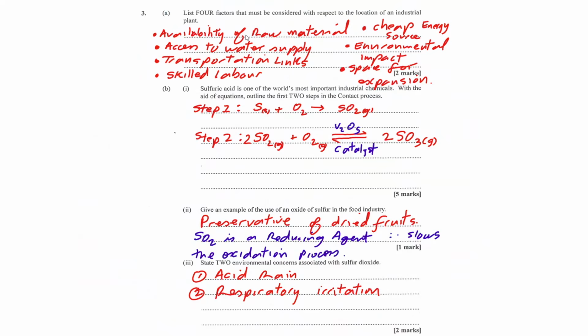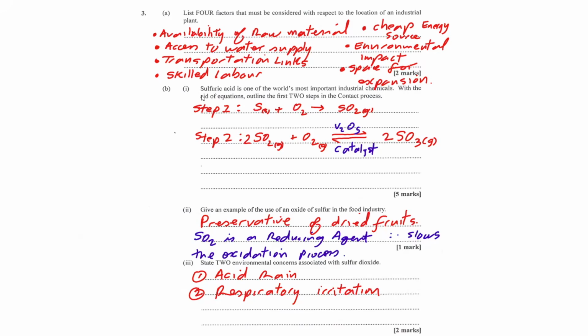The availability of raw material, the access to water supply, transportation links, skilled labor, cheap energy sources, environmental impact, and finally, space for expansion. Any two.